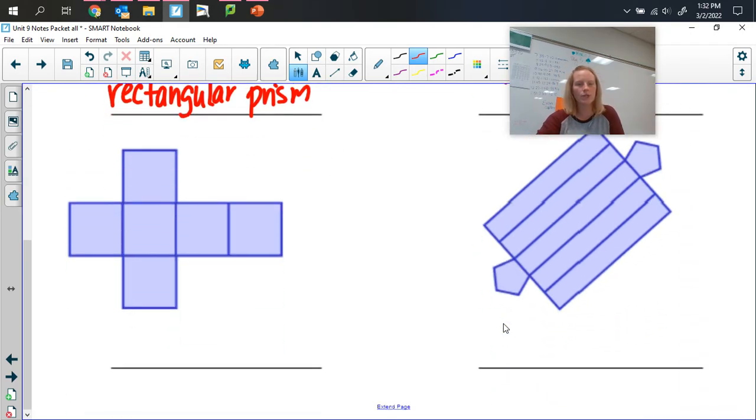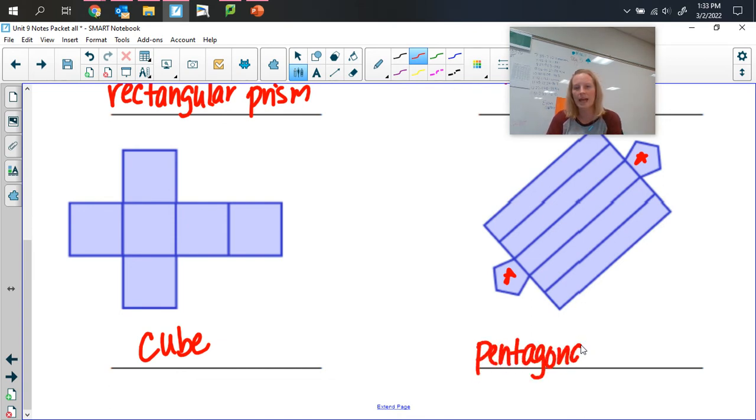Down in the next group of two, this one is made up of all squares. So this is one of our special ones. And this one is, in fact, a cube. So the cube would have the 6 sides, and they're all going to be squares. For this next one, I do notice these two little tabs on the end. They have 5 sides, and I note there's 5 rectangles here. So this is a prism, and the bases are pentagons. So we call this a pentagonal prism for this one.